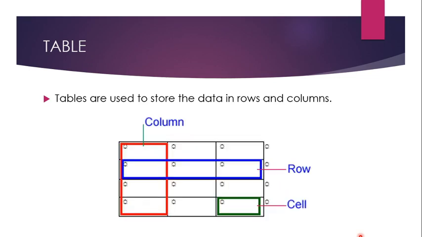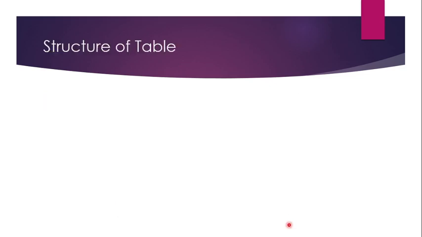As you can see, this is a table. The vertical collection of cells are called columns. As you can see, this is the column. And the horizontal collection of cells are called rows. And what is a cell? Cell is the intersection of rows and columns. Okay, now we will create a table in a web page.